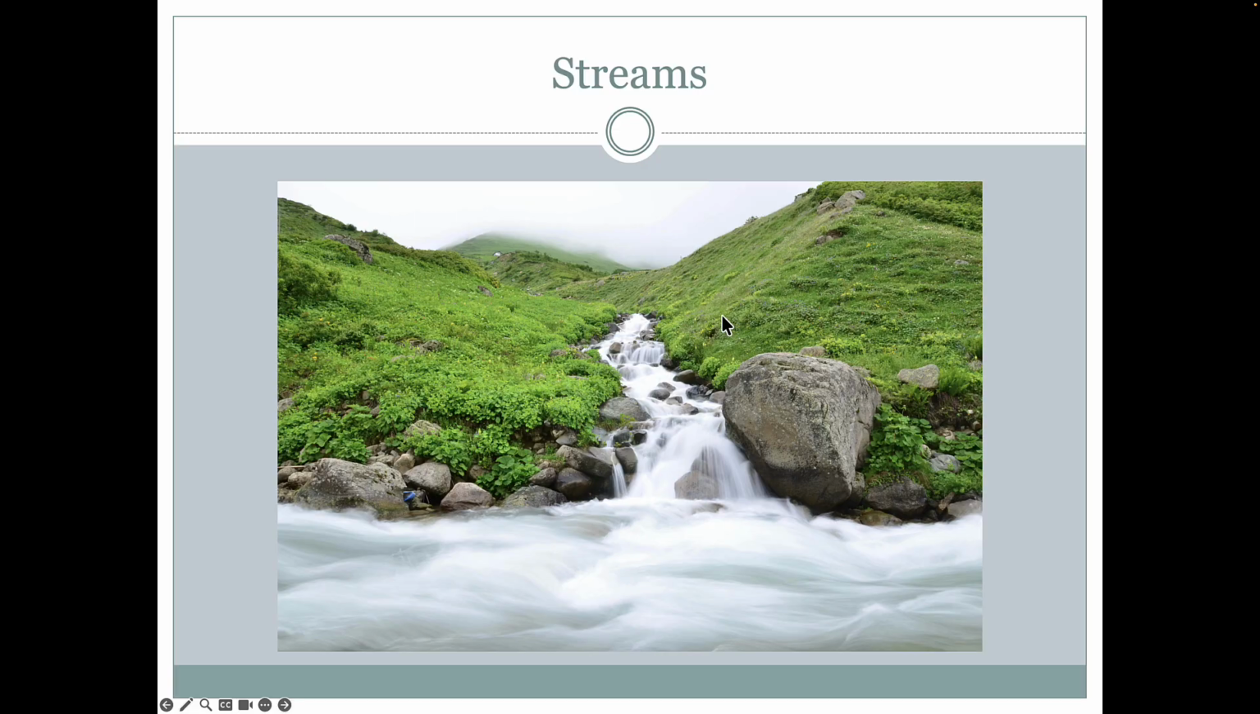All these hills on either side of it are higher than this particular area, and streams tend to feed into rivers, and rivers tend to feed into larger rivers. We would call this one stream here a tributary, T-R-I-B-U-T-A-R-Y, of this larger river that it is flowing into.